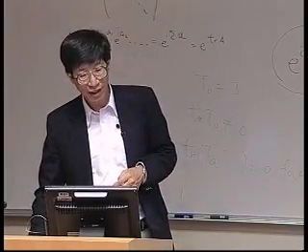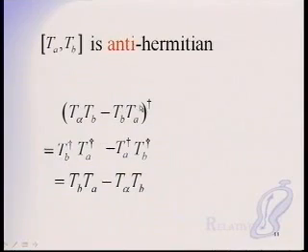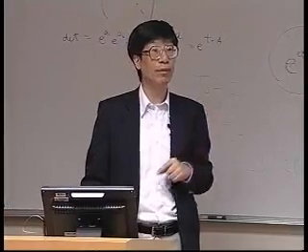Anyway, doesn't matter. So T A, T B minus T B, T A. That's the commutator. I take the Hermitian conjugate. But when you take a Hermitian conjugate, you take the conjugate of each and then reverse the order. So the conjugate of T A T B is T B dagger, T A dagger. But each T is Hermitian, so T B dagger is T B, T A dagger is T A. But what is this? This is minus the commutator, because that's the commutator reversed. So this thing, dagger, is equal to minus itself. So it's anti-Hermitian.